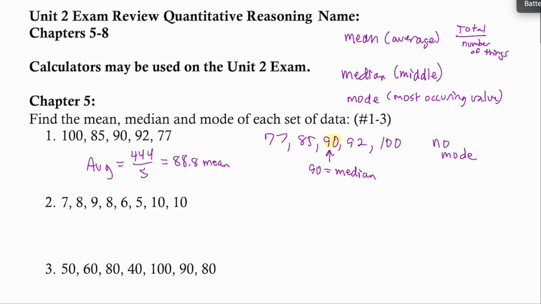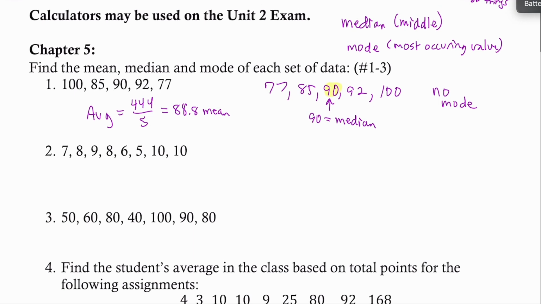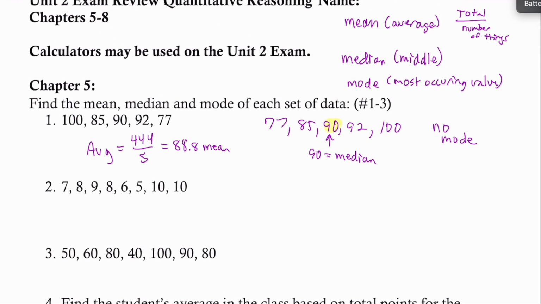Let's take a look at the second one. For our second one, to find our mean, let's go and total those up. There is a total of 63. There are 8 items. So divide that by 8, round to the nearest tenth. When rounded to the nearest tenth, that is 7.9.